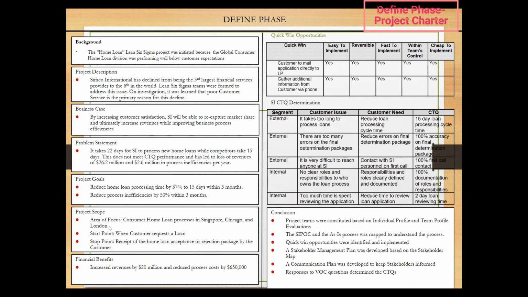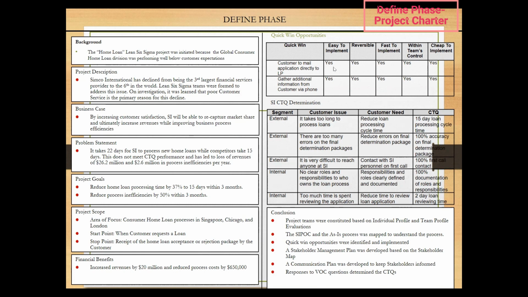Project scope, area of scope: customer home loan, in Singapore, Chicago, London and so on. And the start point is when the customer requests a loan, and the stop point is the receipt of the home loan acceptance letter, right? And then what is the benefit? Increase the revenue so that we can catch up 20 million, and reduce the process inefficiency by $650,000.